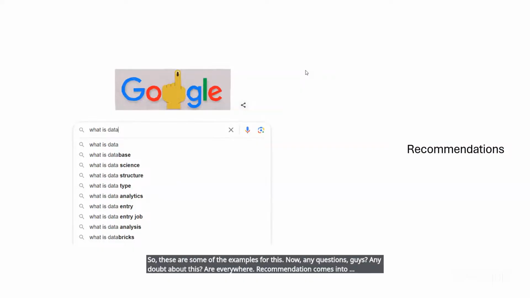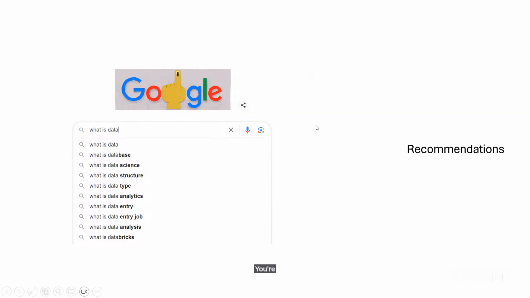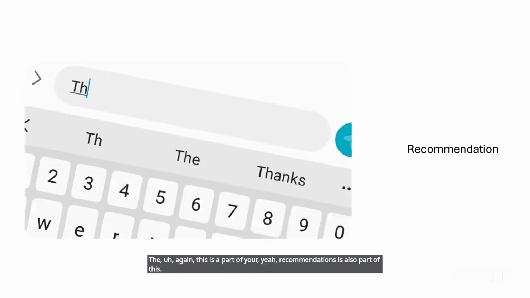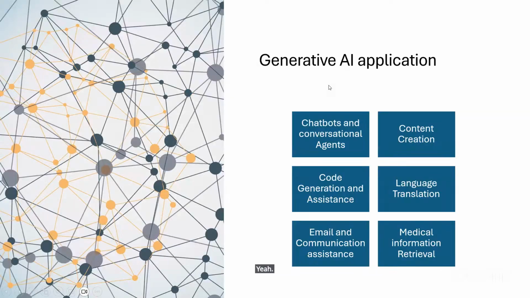You're using WhatsApp, right? When you type messages in WhatsApp, this is also part of recommendation. Some of the generative AI applications are chatbots and conversational agents. Chatbot means you type something and it automatically gives a response. Chatbots are one of the famous things everyone is using.